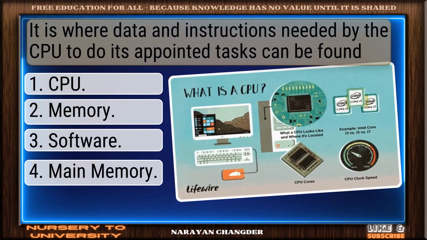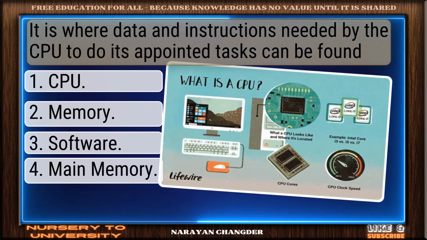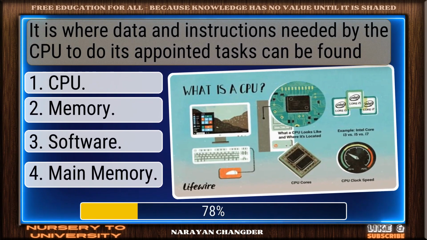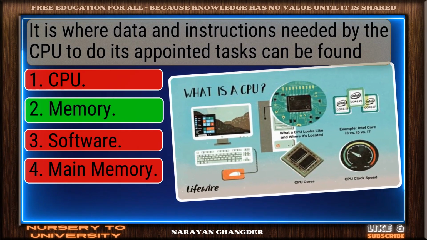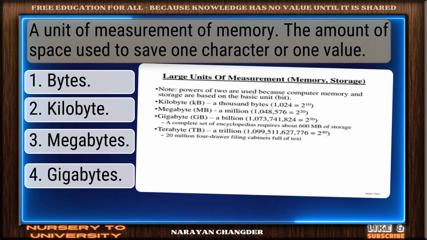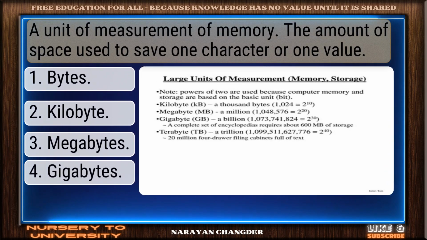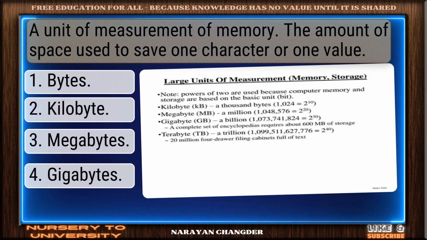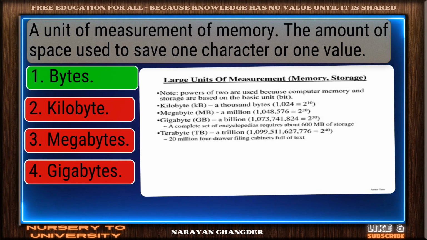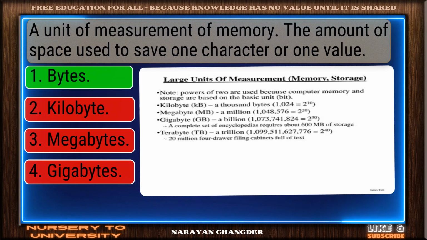It is where data and instructions needed by the CPU to do its appointed tasks can be found. Excellent. Memory is well reasoned. A unit of measurement of memory. The amount of space used to save one character or one value. Valid point. Bytes is true.